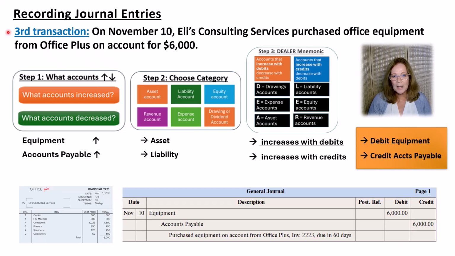In transaction number 3, Eli's Consulting Services purchased office equipment from Office Plus on account for $6,000, and we have the invoice here from Office Plus. The invoice shows an invoice number, date, order number, shipping, and payment terms, the name of the buyer, and item detail for what was purchased. This invoice shows the right level of support.